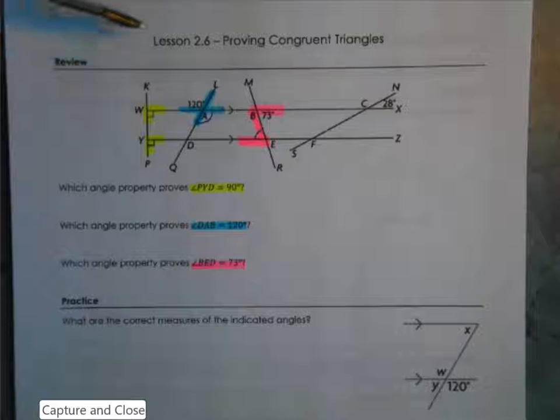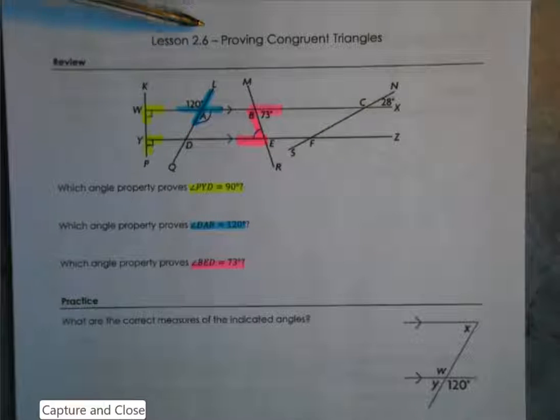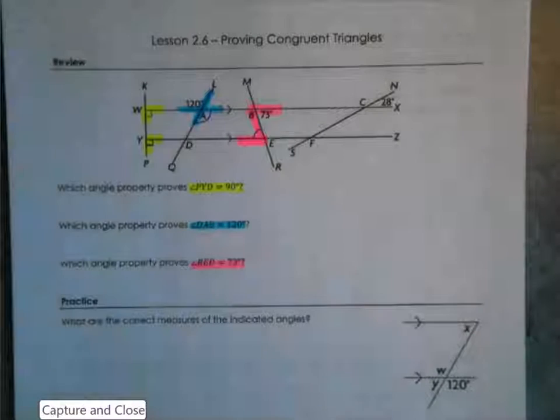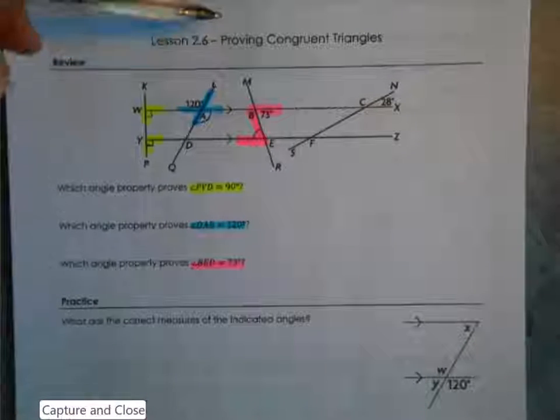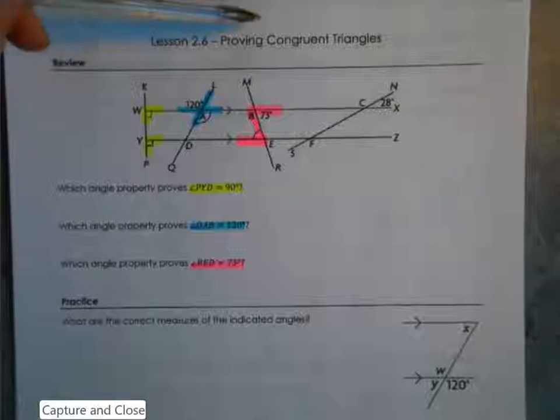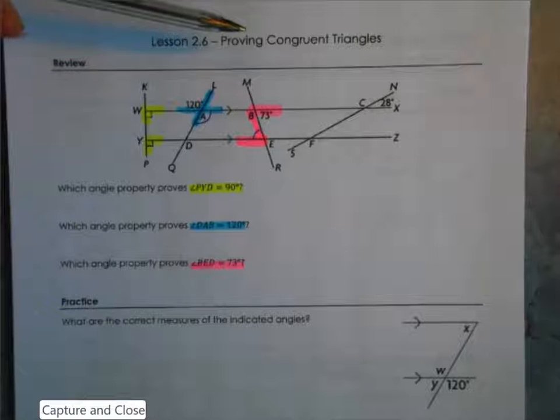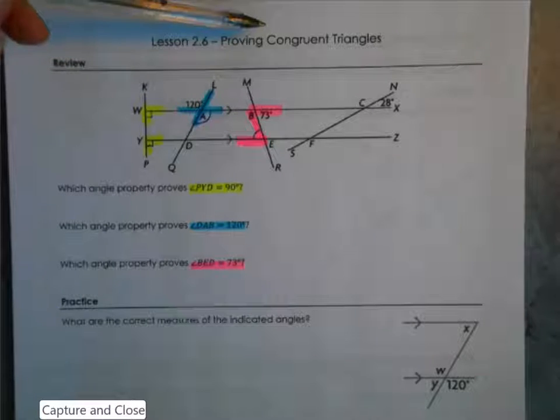Today we're looking at lesson 2.6, the last part of chapter 2, and we're going to be looking at proving congruent triangles. If you remember in the last lesson, we looked at an introduction to what congruent triangles are, and you should remember that congruent triangles are triangles that are basically the same as each other.